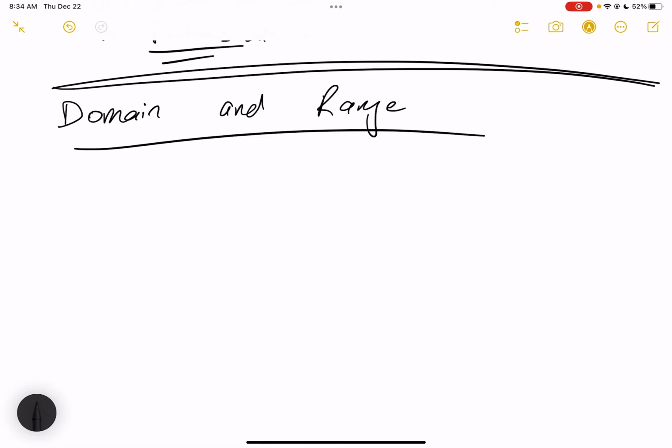And no, domain is not the name of the fancy mansion you live under, and range is not the football field that you're practicing throwing your ball in. Instead, these have a different mathematical definition. But for starters, let's talk a little bit about what all these terms mean.